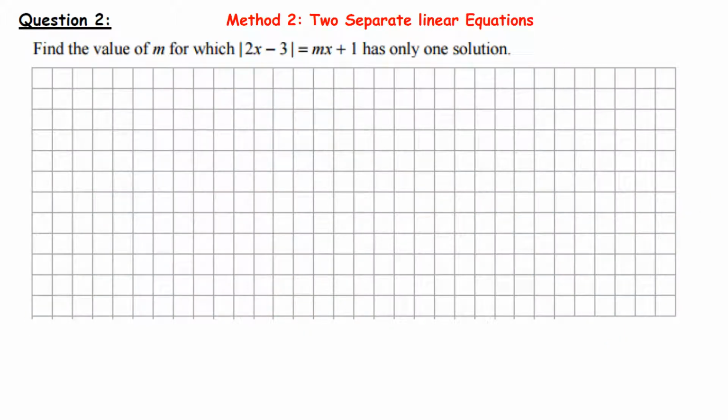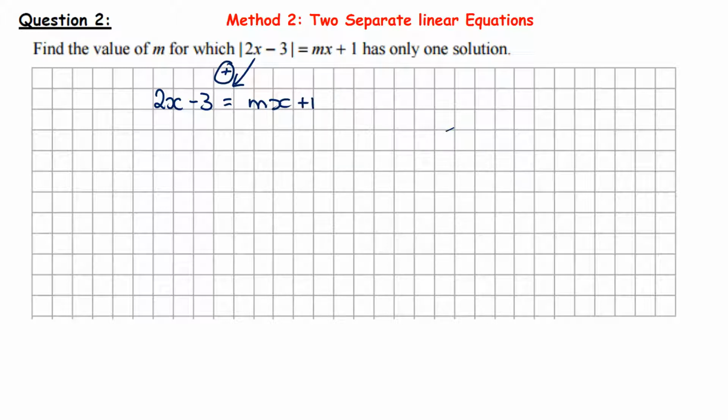So method 2 then is looking at using two separate linear equations. So the idea that the absolute value lines means whatever is within those must be positive. So if it's already positive, that's fine. If it's negative, then it has to change to a positive. So you end up with two different scenarios here. So scenario 1 is where this thing is already positive. So 2x minus 3 is positive and it's just equal to mx plus 1.